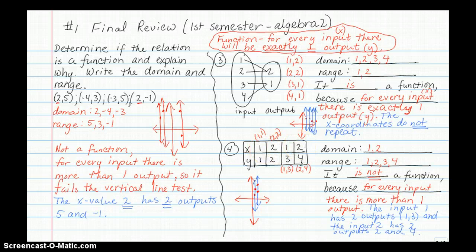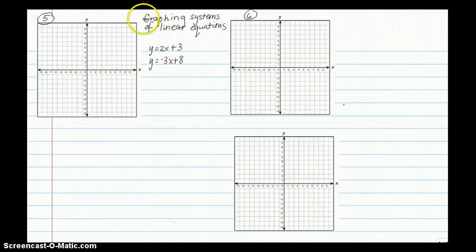Okay, now we're going to move on to the next subject. We're going to be working on graphing systems of linear equations. So this is chapter 3. You have two equations, y equals 2x plus 3 and y equals negative 3x plus 8.